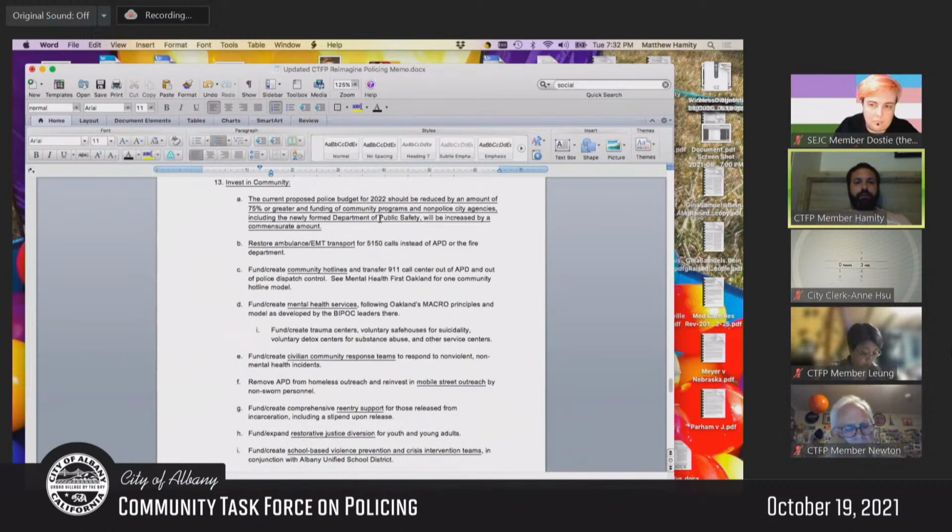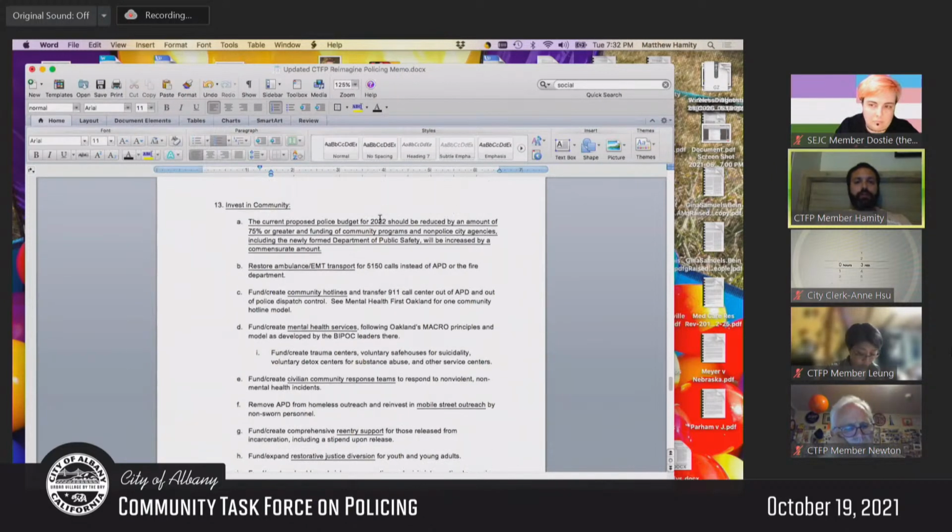And as all of this is really about investing in the community, we are calling for the current proposed police budget for 2022 to be reduced by 75% or greater. And with that money saved, funding all the community programs and non-police city agencies that we are talking about, including the Department of Public Safety.